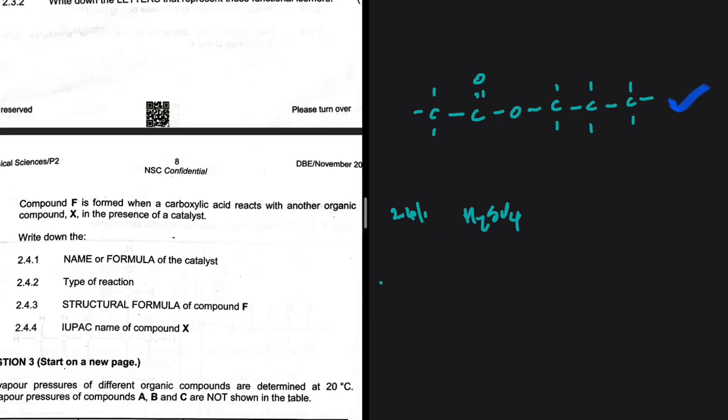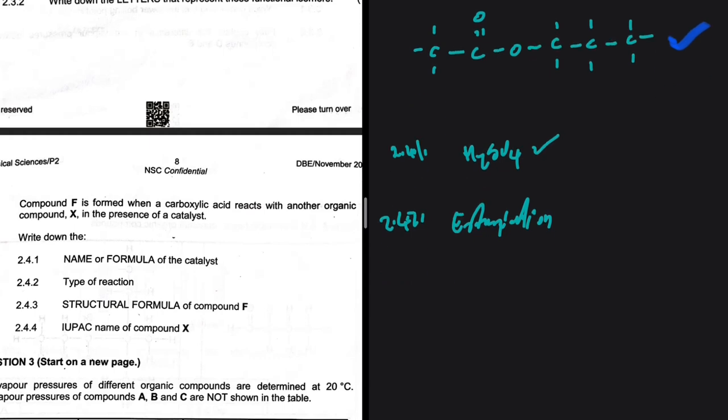And then 2.4.2, in the presence of sulfuric acid, a type of reaction: esterification. Other people will say condensation, which I've seen in previous memos should be fine, but it's esterification.